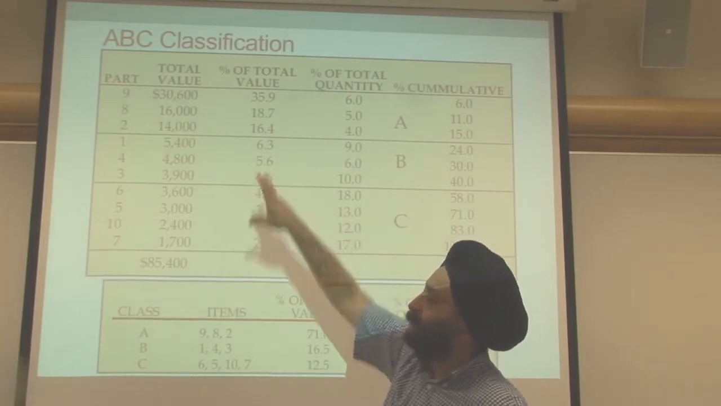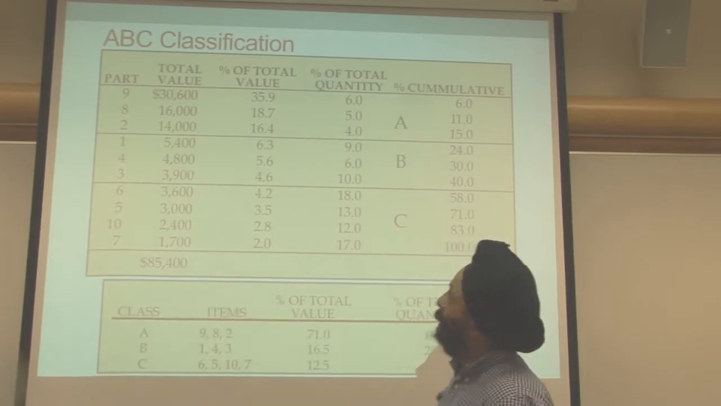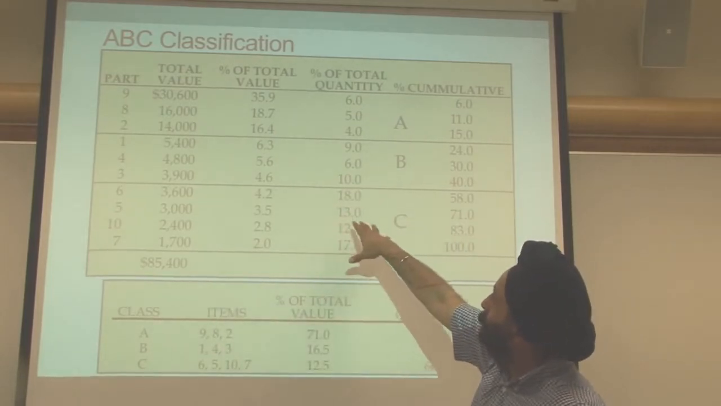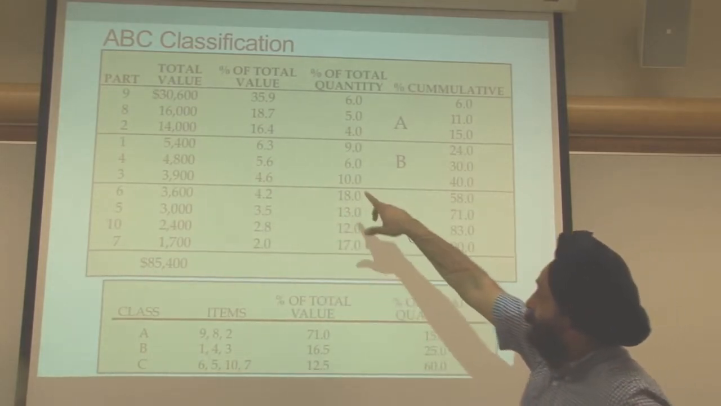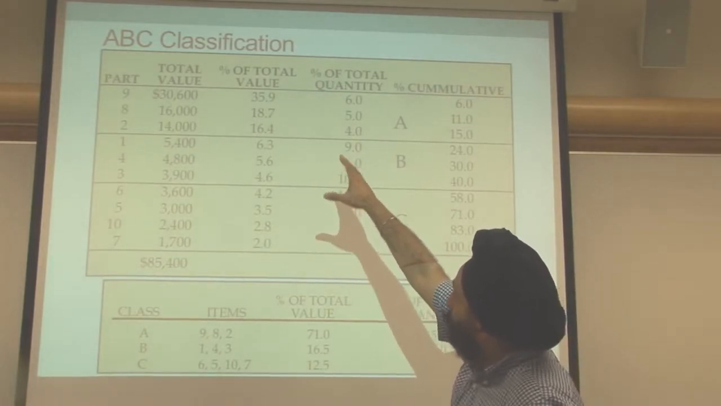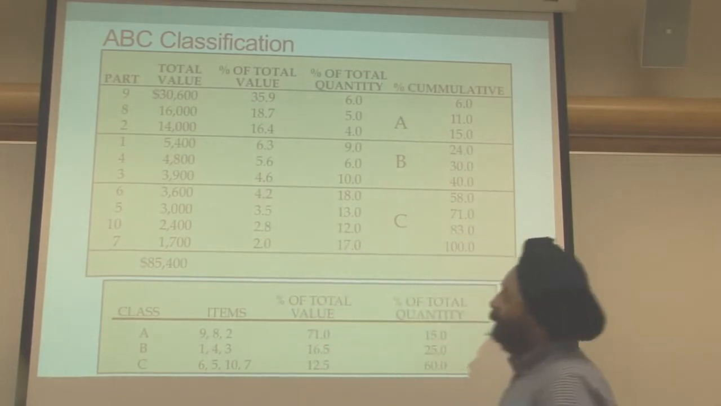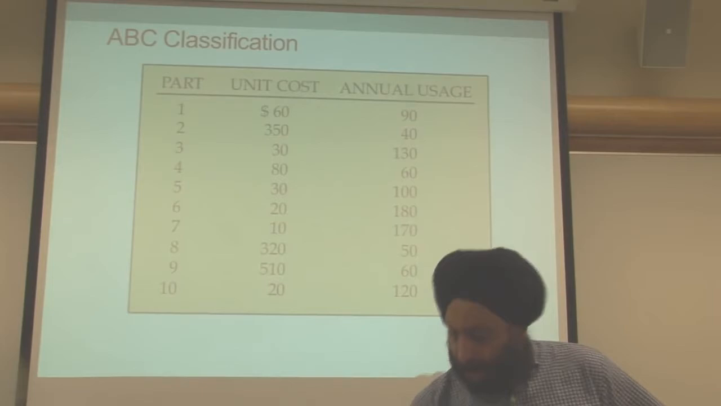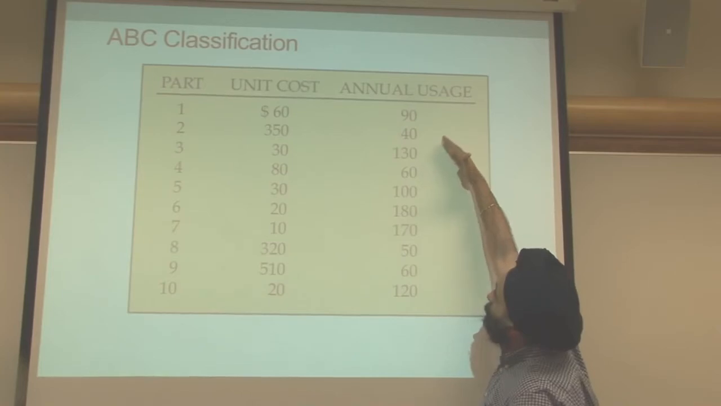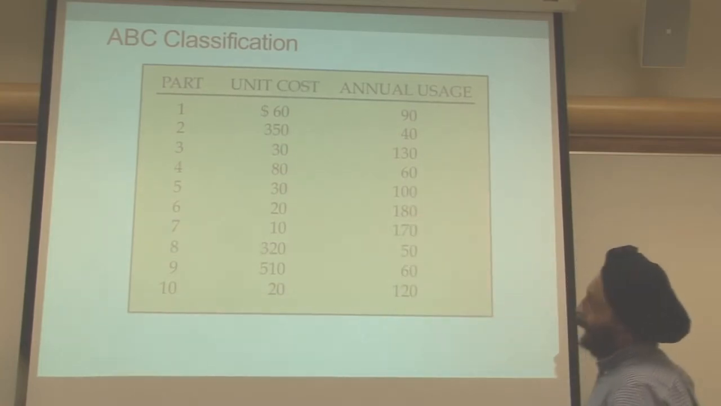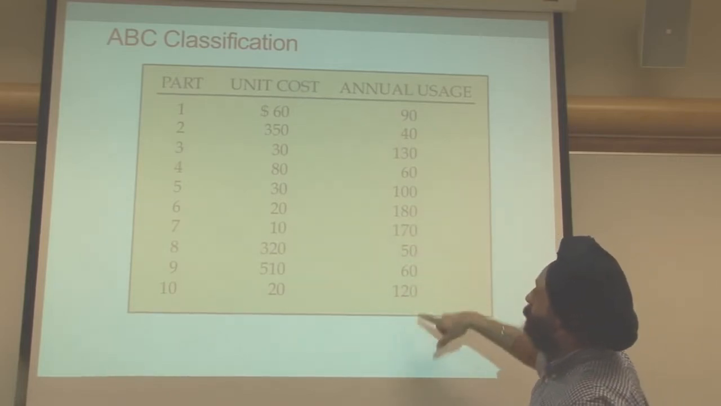So 30,600 is basically 35.9% of 85,400. And so in this case, in terms of total quantity, what you're looking at is the total value wise, and now going back here, the annual usage is given to you, how much you end up using. So if you take these numbers and just add them up, you get the total annual usage.